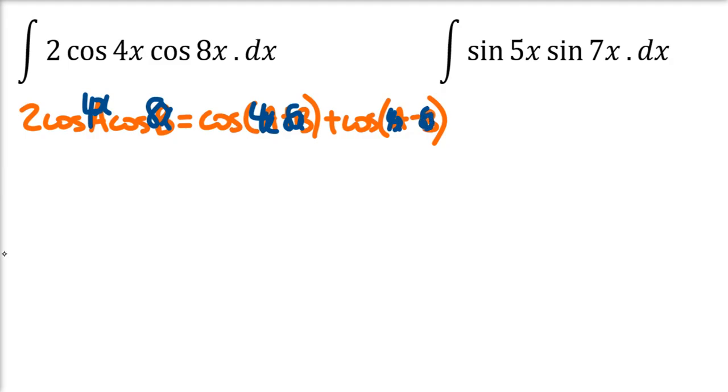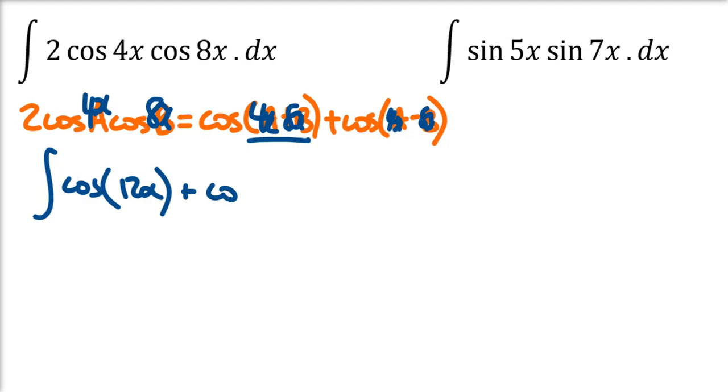Really what you're trying to do now is integrate cos of 4x plus 8x, which is 12x. Happy with that? And you are integrating cos of 4x minus 8x, which is negative 4x, all with respect to x. Yep. Now from there, this is the learning.